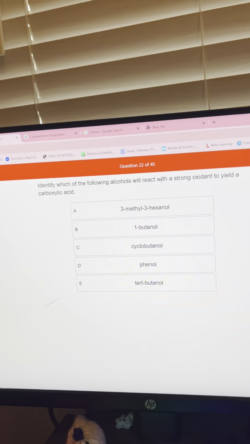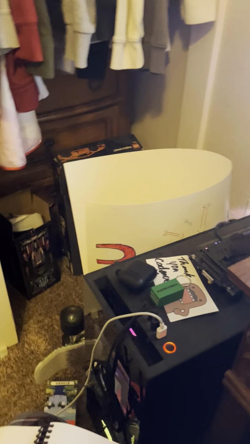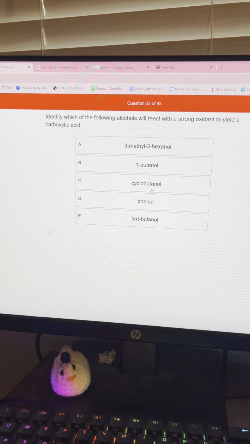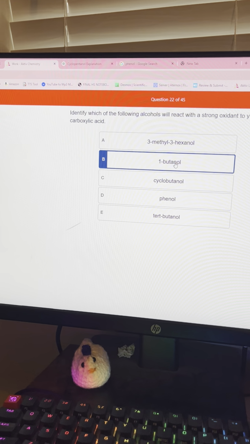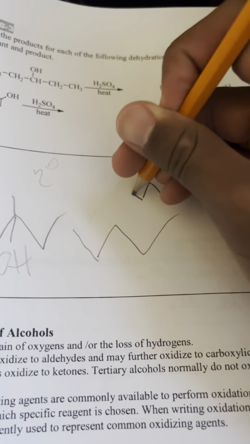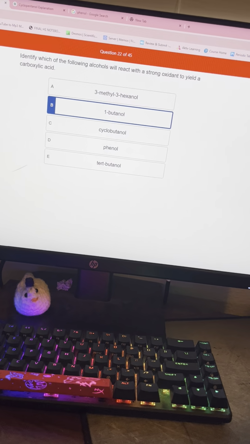And now this is asking us, remember, to get a carboxylic acid, we need a primary alcohol. So we're looking for a primary alcohol here. So let's look at these. I think it's just this one. So butanol, remember 1, 2, 3, 4. The 1 is telling us the alcohol is over here. And then this carbon is only reacting with one other carbon, which makes it primary. Remember, we're looking for a primary alcohol to change into that, so it has to be 1-butanol.